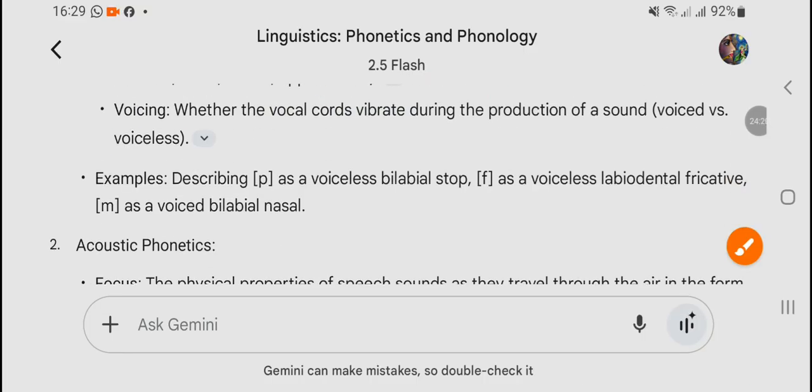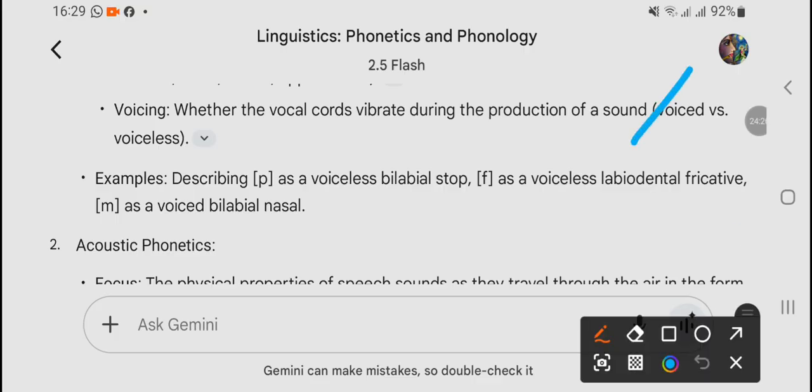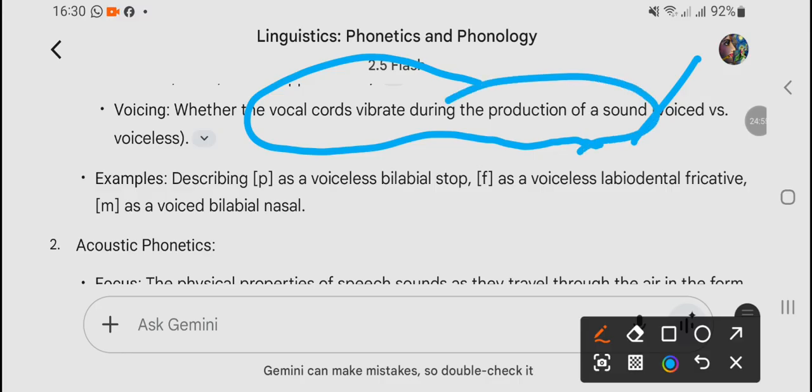Then the next class of phonetics is voicing, whether the vocal cords vibrate during production of sound or not. For example, if I say P, that is a voiceless sound, right? S is voiceless and Z is voiced, right? Za. So when the vocal cords vibrate during production, how can you check? You can put two fingers to your Adam's apple in your neck, that's the throat, and then you can feel that voiced and voiceless sound.